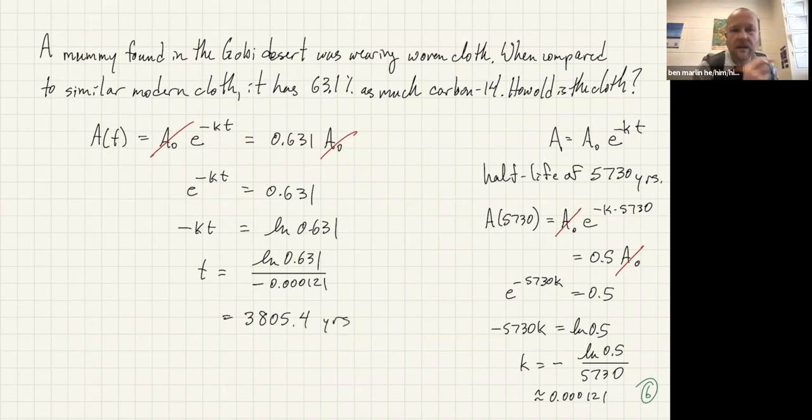So about this many years. Now, of course, if you look back through this problem, everywhere that we've done stuff, we've only used 3 significant digits. So it probably doesn't make any sense to be too exact. We'd probably say 3,810 years.